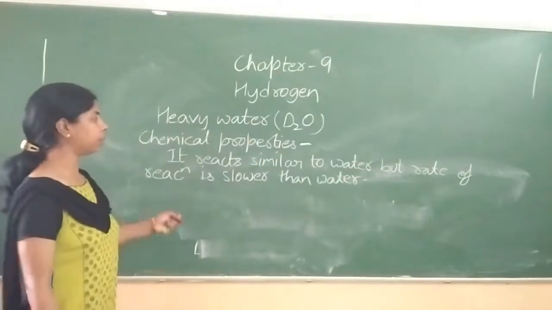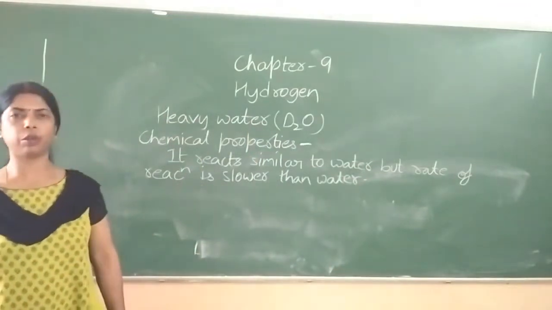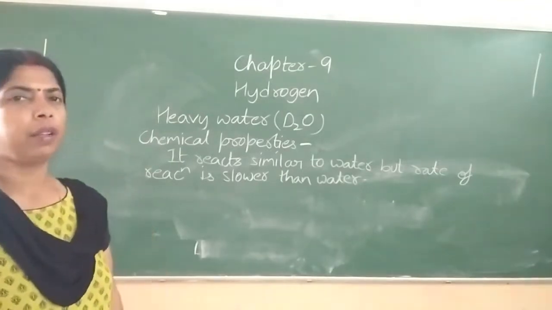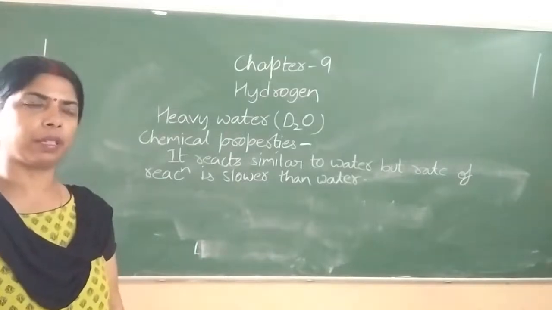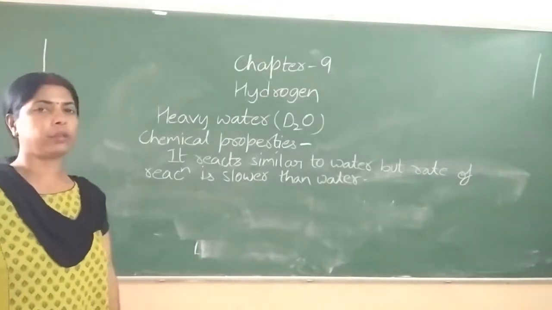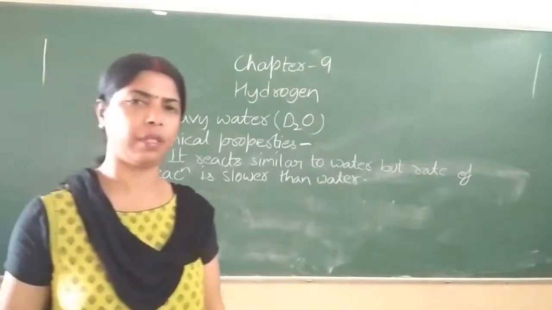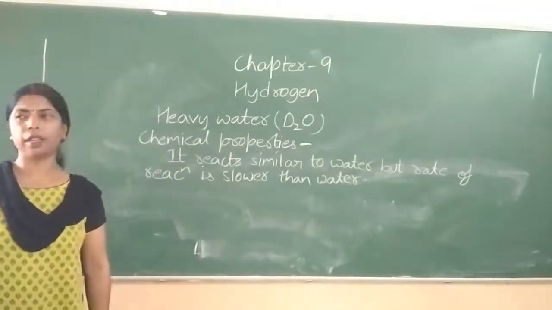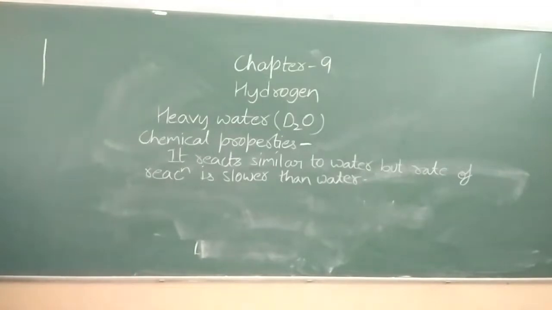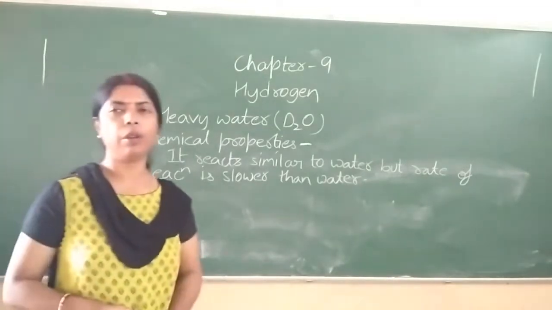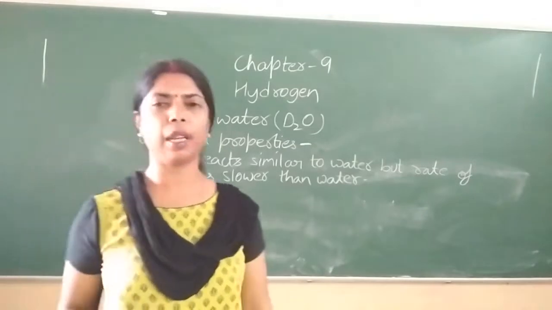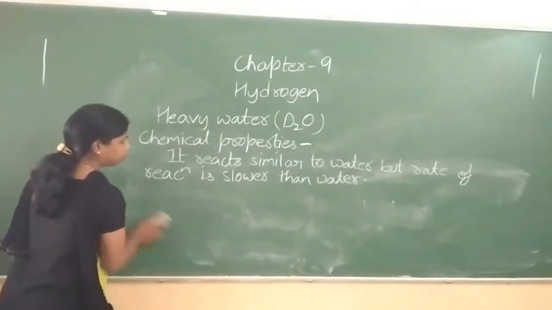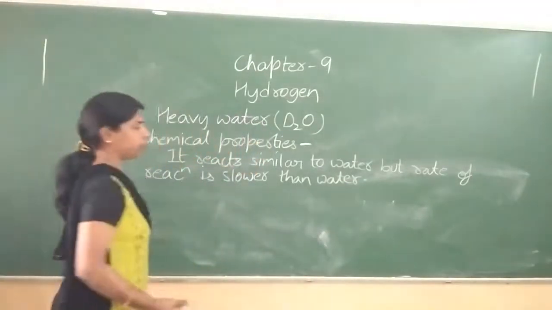Because it is heavy water, the mass is more. As a result, the rate of reaction is also slow. And it is also injurious if it is taken internally by plants, animals or human beings. It cannot be taken internally because it slows down all the metabolic reactions which are taking place inside the body. So it cannot be taken inside, it is injurious to health. It cannot be taken internally by animals or plants or human beings.